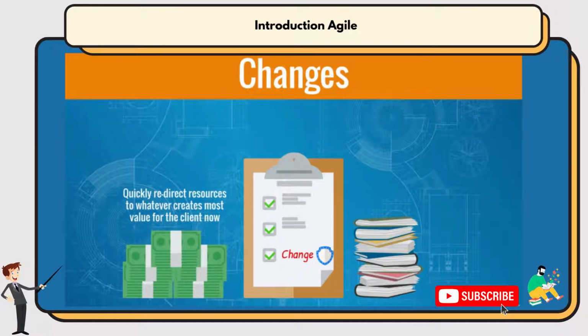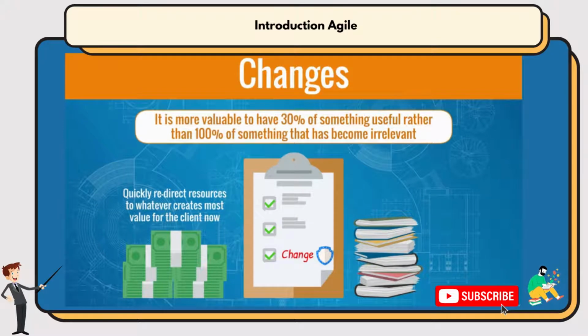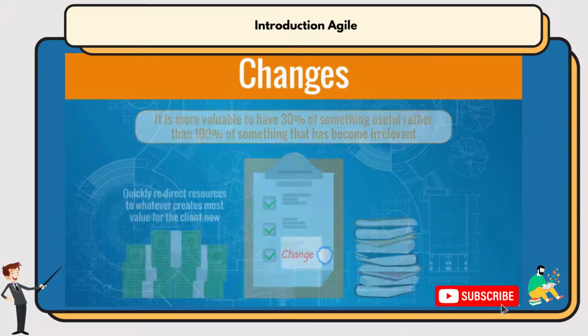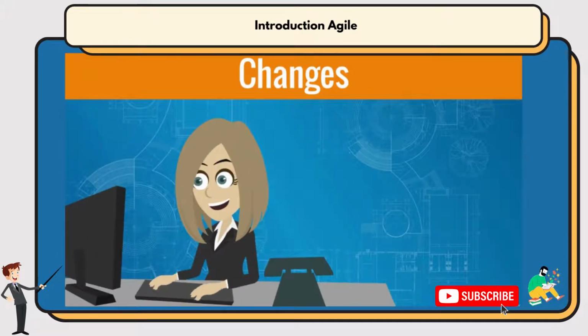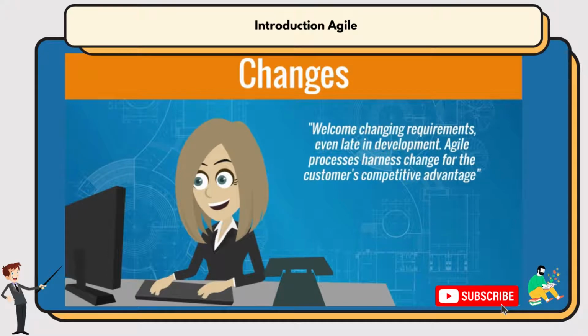This will ensure that time and project resources are not wasted on work that has for any reason become less important or irrelevant. It is more valuable to have 30% of something useful rather than 100% of something that has become irrelevant. As one of the 12 principles goes, welcome changing requirements even late in development. Agile processes harness change for the customer's competitive advantage.